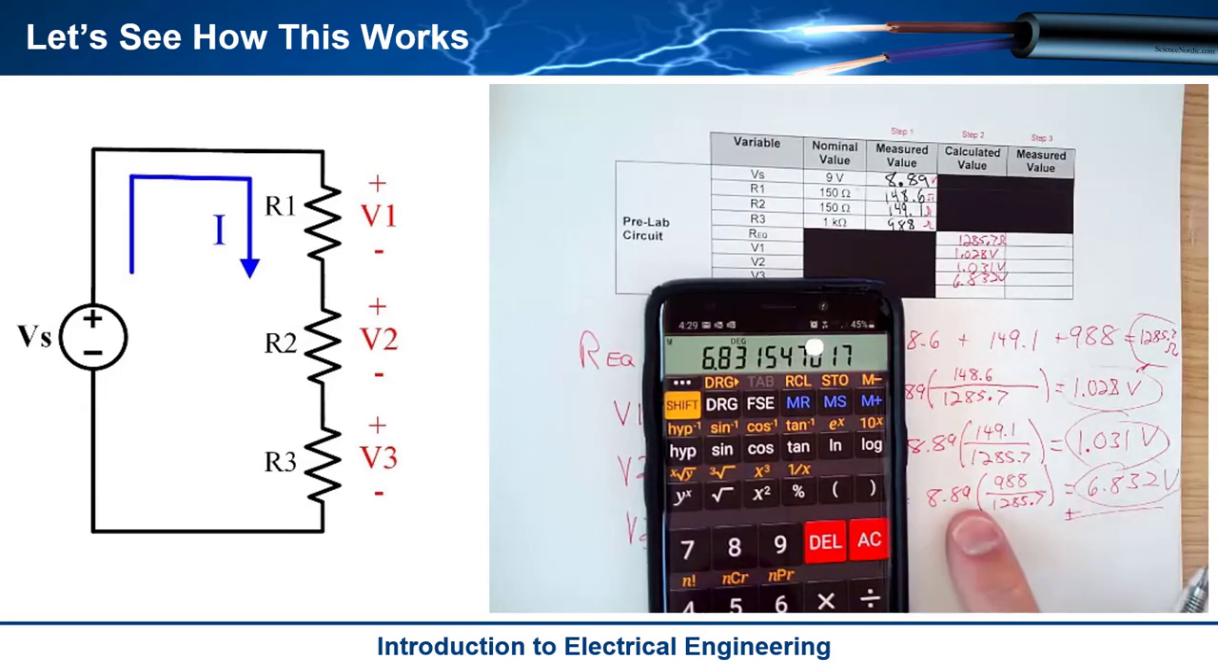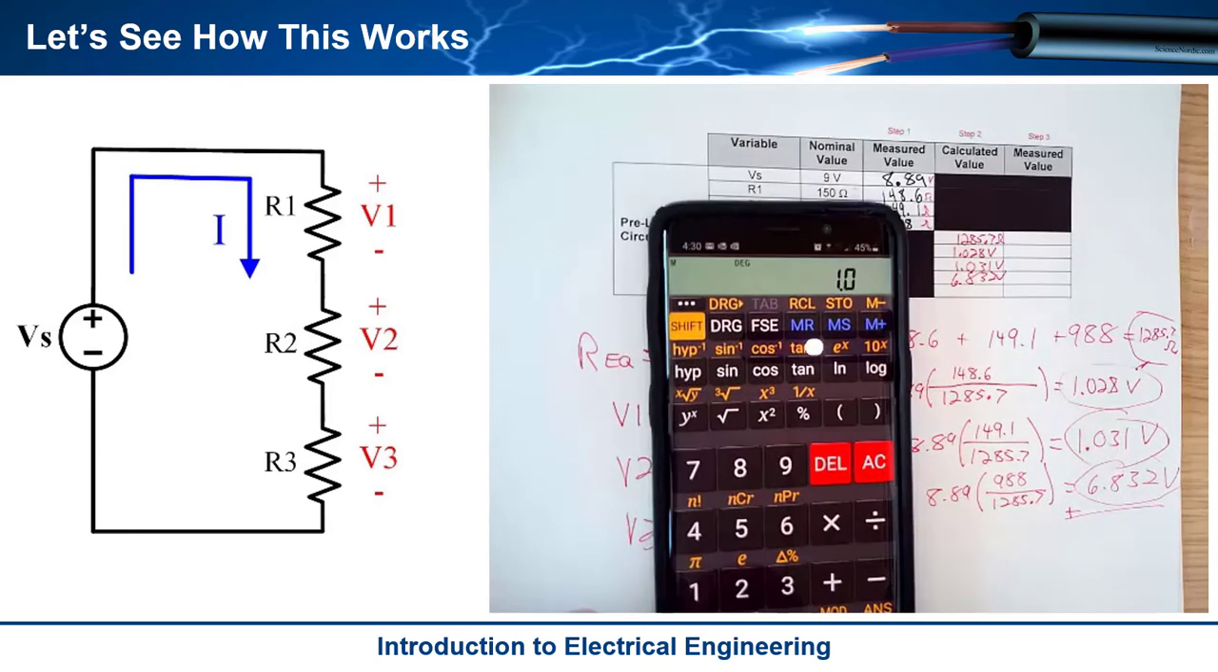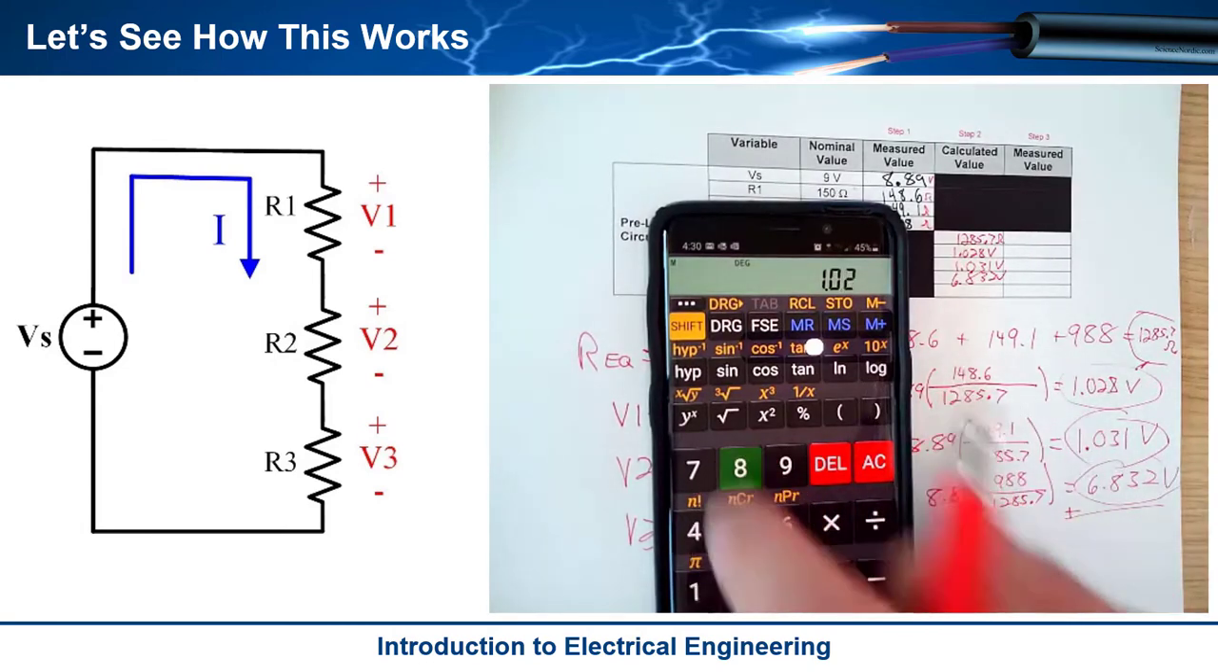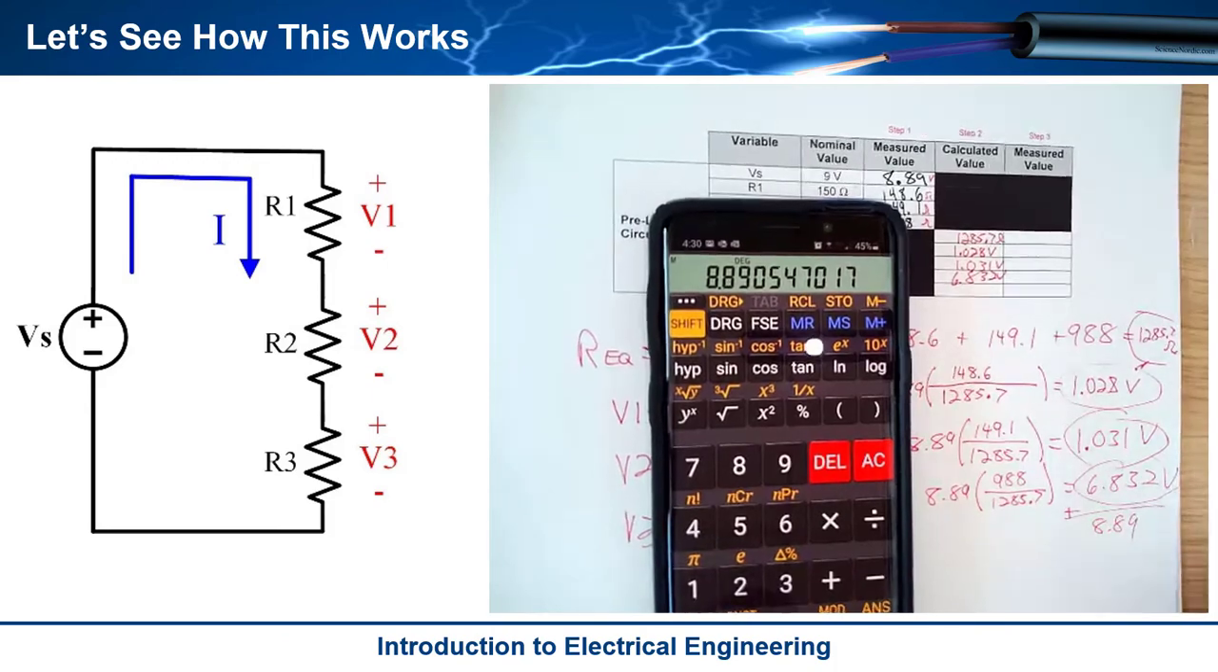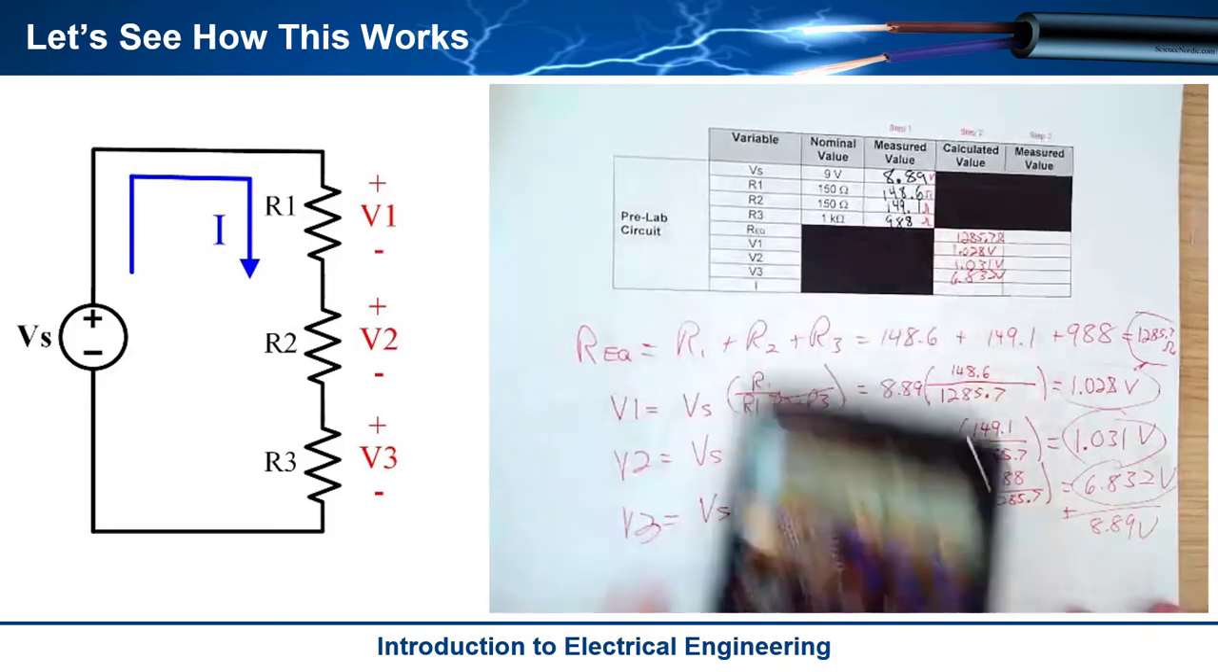And if I did a quick check on this, if I added these three voltages together, it should equal 8.89. So let's do that really quick, just as a crazy check. So we'll go plus 1.031 plus 1.028. And it comes out to be 8.89. So 8.89. Okay, so that verifies Kirchhoff's voltage law. Not that we were doing that.